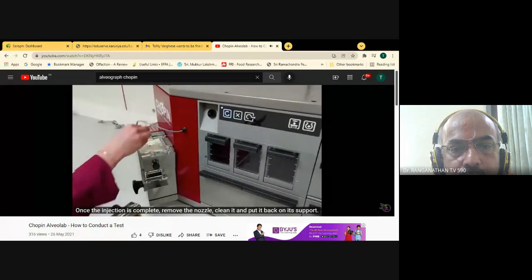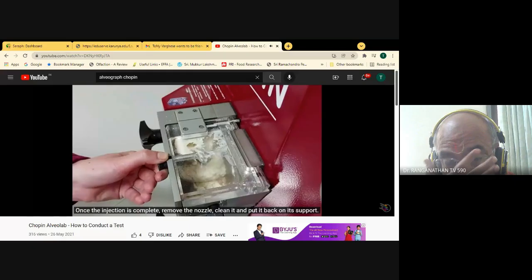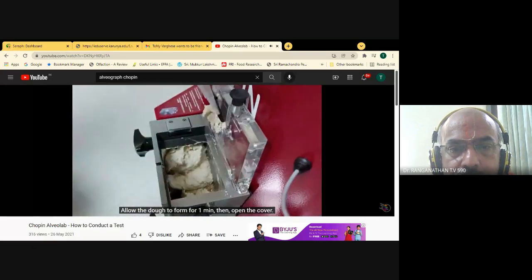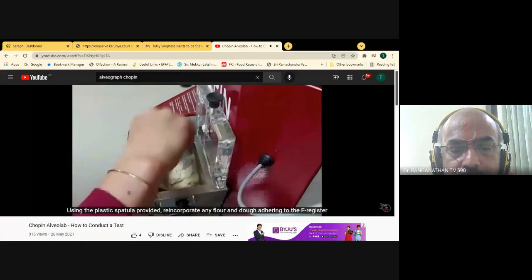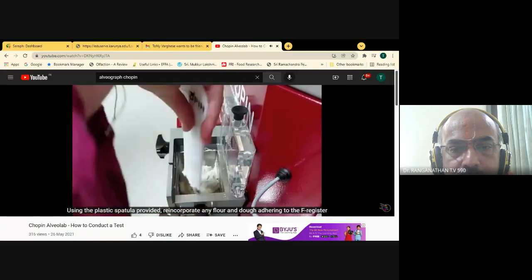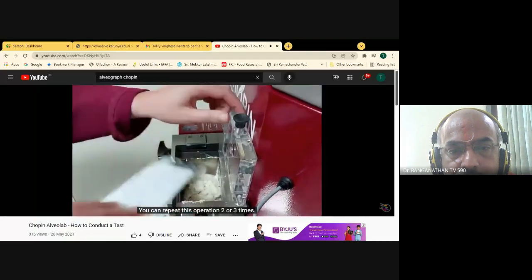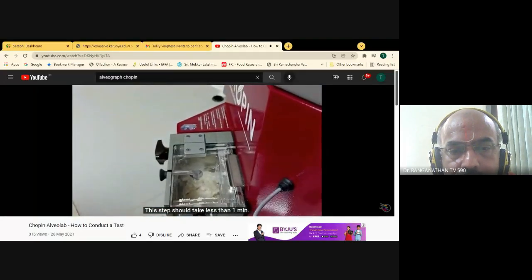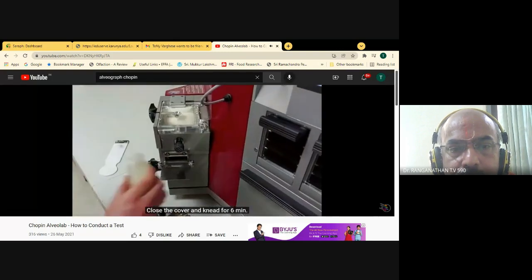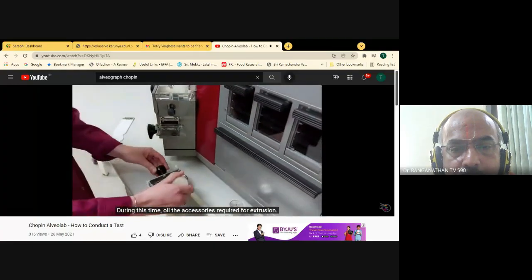Once the injection is complete, remove the nozzle, clean it, and put it back on its support. Allow the dough to form for 1 minute, then open the cover. Using the plastic spatula provided, reincorporate any flour and dough adhering to the F register and to the corners of the kneading machine. You can repeat this operation 2 or 3 times. This step should take less than 1 minute. Close the cover and knead for 6 minutes. During this time, prepare all the accessories required for extrusion.